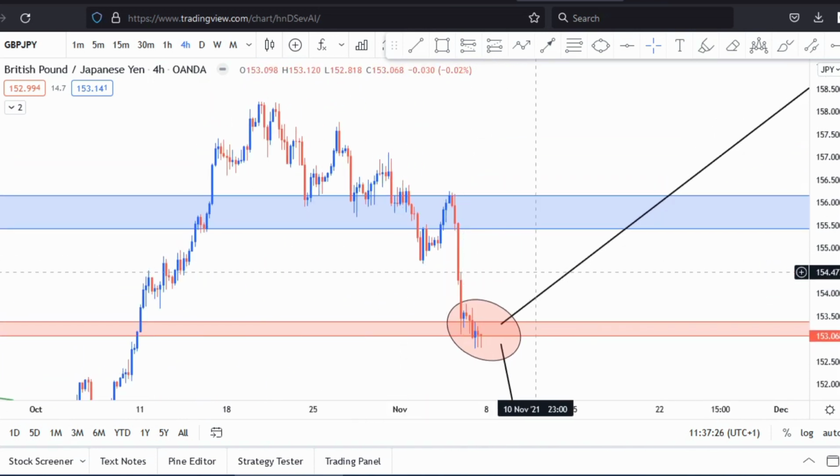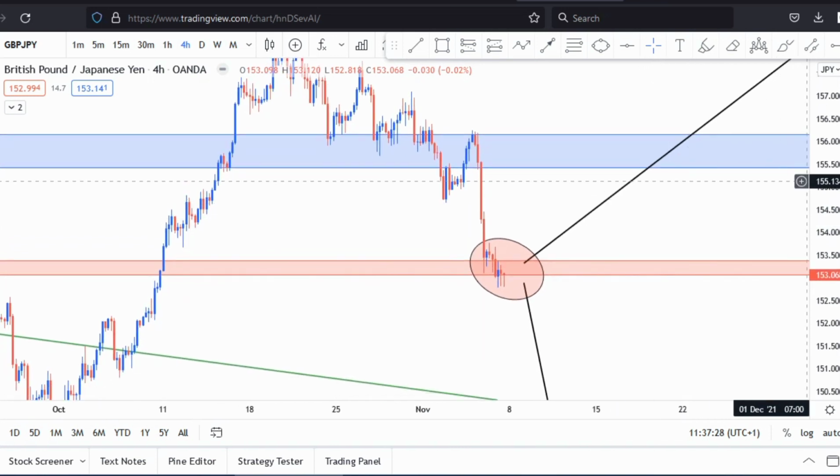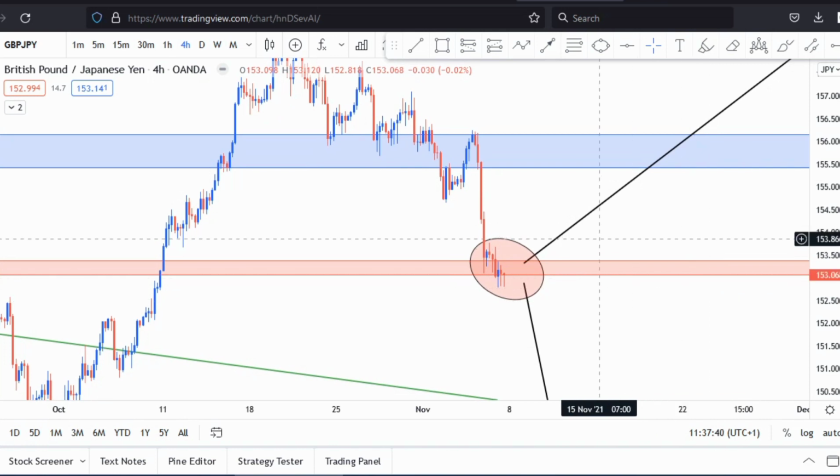So this is basically my analysis for GBPUSD and GBPJPY. My bias is mostly bearish, but as we know in the forex market, anything can happen, and we have to watch out for price reaction and trade as the market moves on.